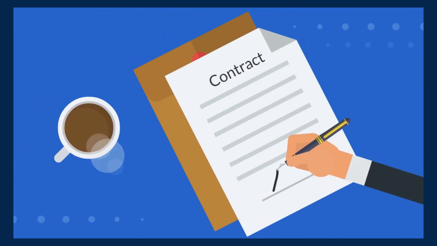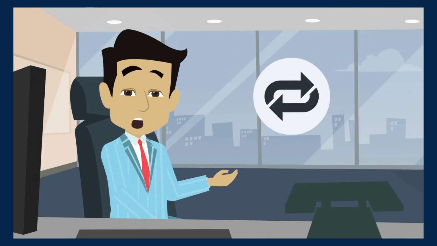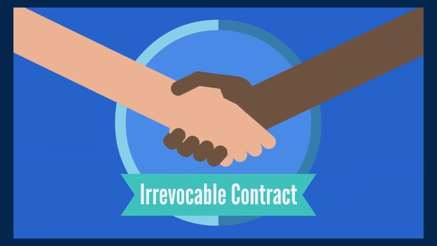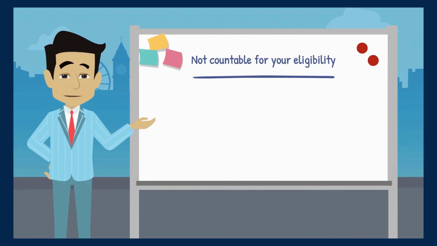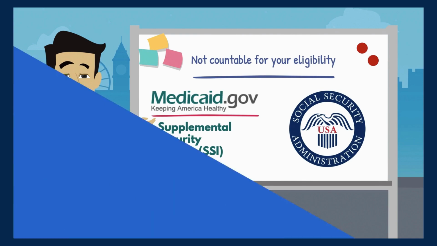Number 11. Once your trust has been funded, this contract is irrevocable. This means it cannot be undone. An irrevocable contract is one reason why the funds held in your trust are not countable for your eligibility for Medicaid and SSI from the Social Security Administration.